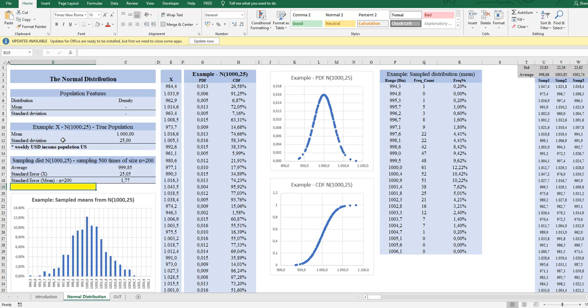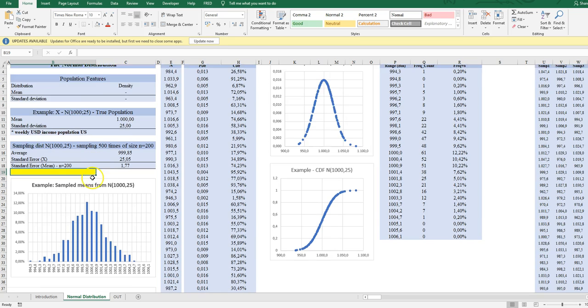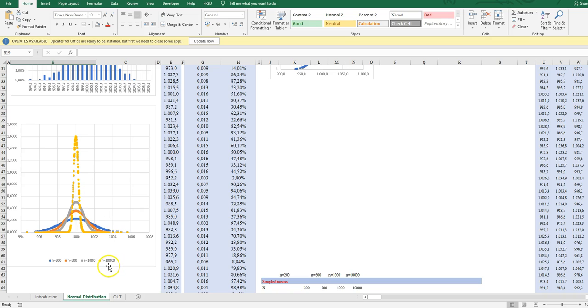The higher the sample size, the lower the standard deviation around the average value, and this can be seen down here. So the larger the sample you make in your analysis, the more confident you can be in your obtained average of the sample.